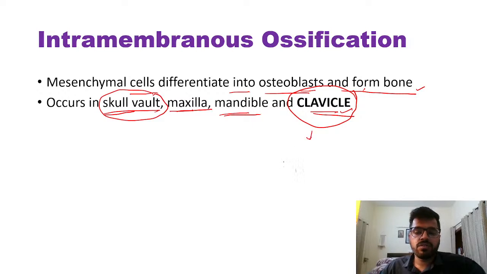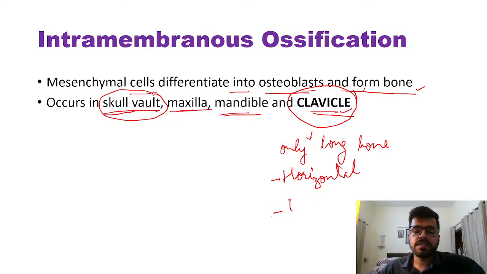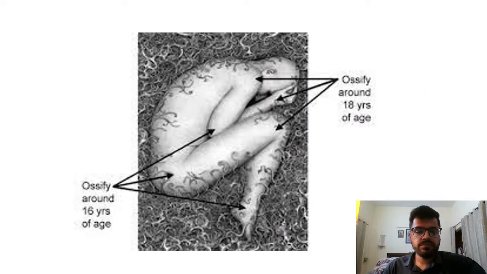Clavicle is the only long bone which is lying horizontal and which has intramembranous ossification. So this is the milking position. Milking position. That is the position while milking a cow.